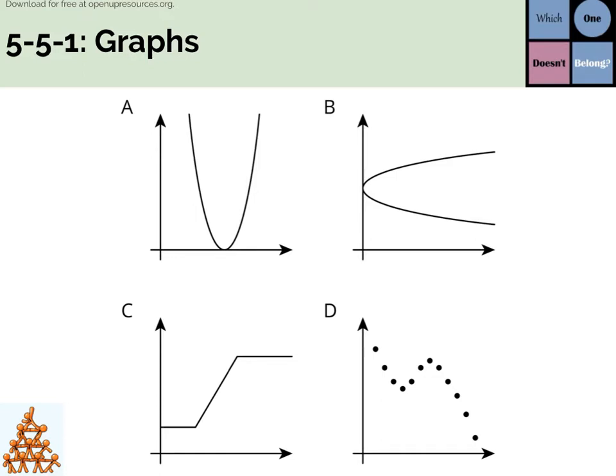The main thing I want you to be able to see from this activity is that B is not a function. All of the others are functions, but B is not. And that's because for a given input, which is going to be along your x-axis, there are two possible outputs. And so in that case, this is not a function. The rest of them are.